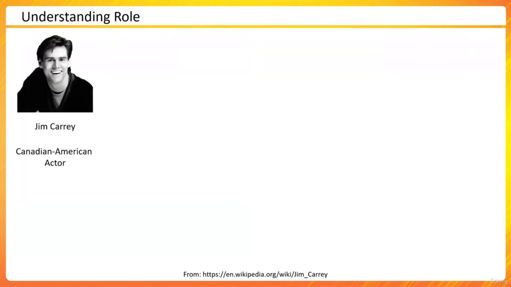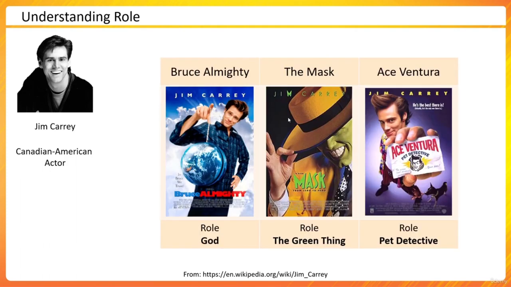To understand role, I'll take an example of Jim Carrey. Probably most of you know him, and if you are of my age, probably you have seen a lot of his movies. He's a very versatile Canadian-American actor. Let's see what we mean here by role. He is an actor, and actors perform in different movies. Jim has performed in different movies and he played different roles there. So he is a person. And when he is acting for Bruce Almighty, he would be in a different getup. He would have different makeup, and then he would start performing the role of God.